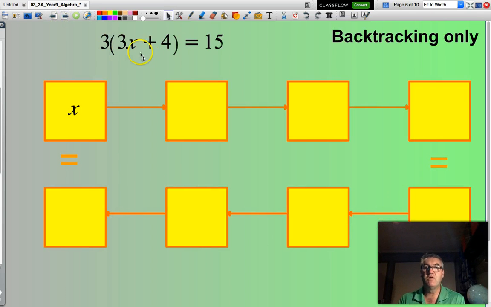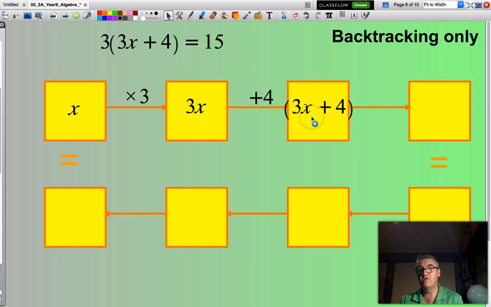So if I was just trying to solve this equation, just using backtracking, I know that I'm trying to solve for x. So the first thing I do to x is multiply by this 3 here. That will give me 3x. Now, for this particular 3x, the next thing I do is I add 4 to it. And that will give me, inside these brackets, 3x plus 4. Then I multiply by 3, which happens to be this 3 on the outside.